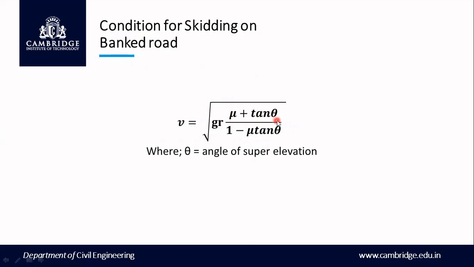What about theta? We saw in the earlier picture that theta is the angle projected. We spoke about banked roads, so super elevation is provided. What is super elevation? The outer edge of the road is raised with respect to the inner edge. So in that process, there will be a projection of an angle. That angle is called theta. Theta is the angle of super elevation. Okay, so the skidding part is done.